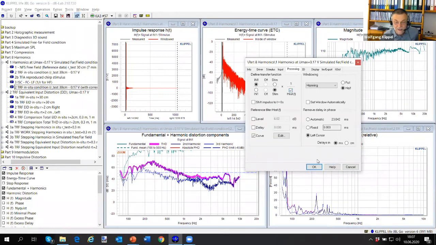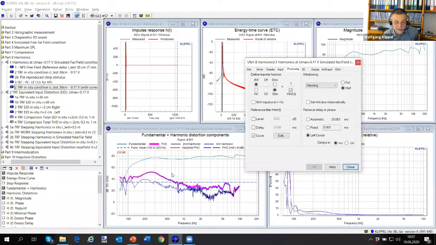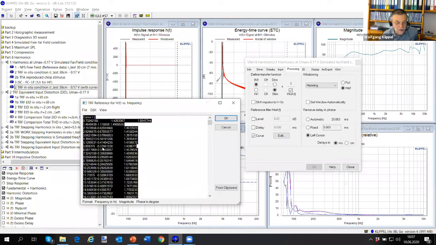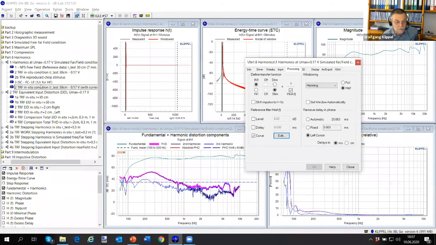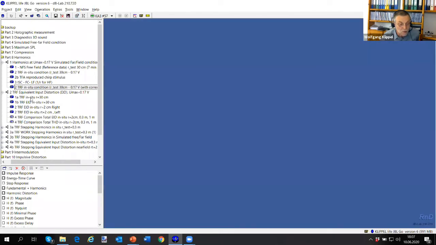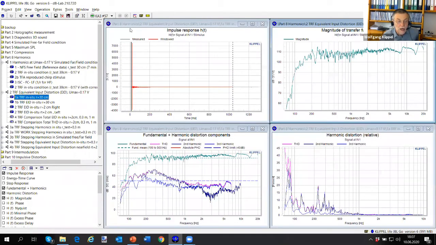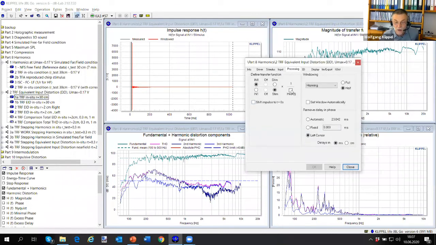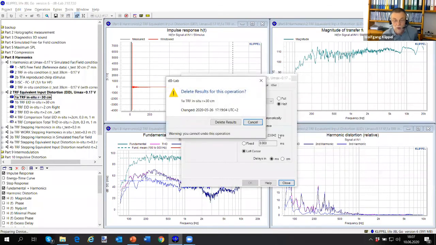If I'm activating that, then we get our nice smooth curve with a room compensation curve. And if you look at that, here are the amplitude and phase response coming from the in situ. Now I'm using the same feature. I remove everything here. I'm jumping to the equivalent input distortion, and we have not activated up to now the reference filter. So I'm doing the measurement in the normal way, now at 30 centimeters. I have to switch on my Bluetooth device again.